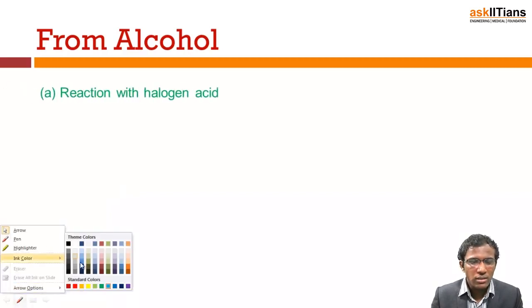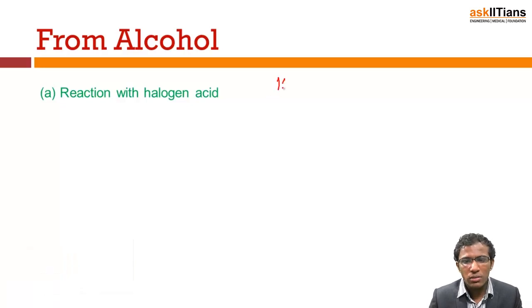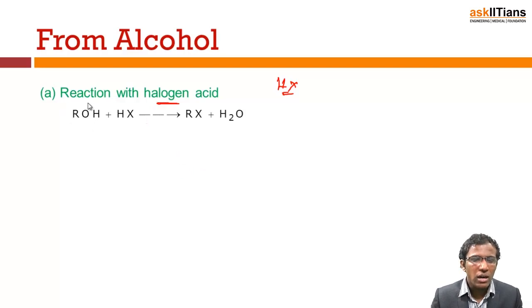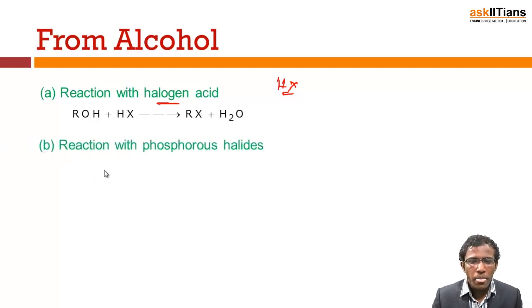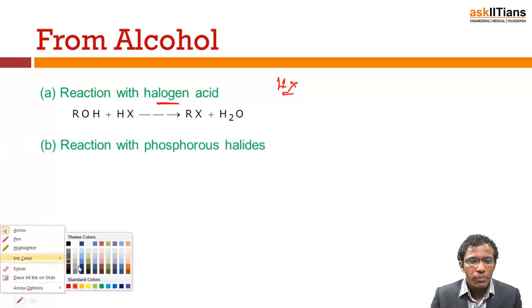So halogen acid is nothing but HX. It may be hydrogen chloride, hydrogen bromide and hydrogen iodide, etc. So the reaction with halogen acid: if I take alcohol, it reacts with halogen acid and produces alkyl halide along with water. This is the simple reaction, and the reaction with phosphorus halides also yields alkyl halides.